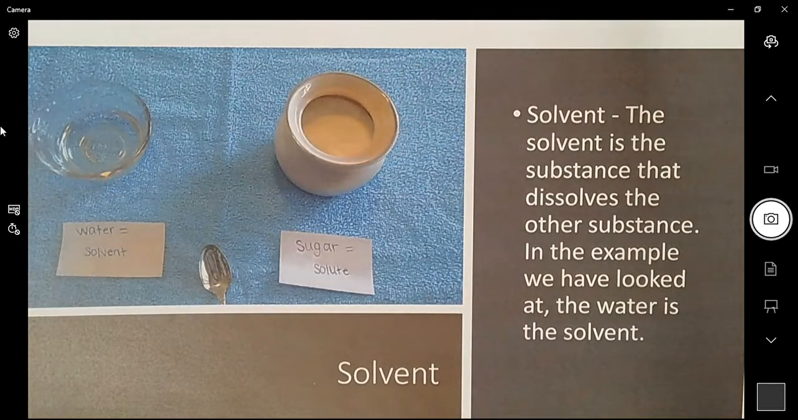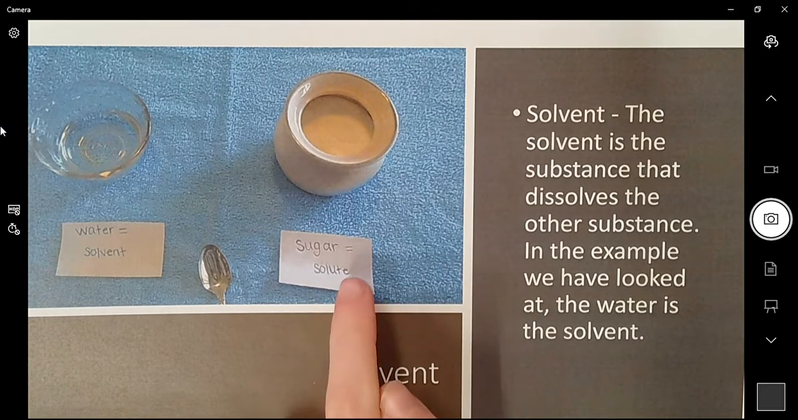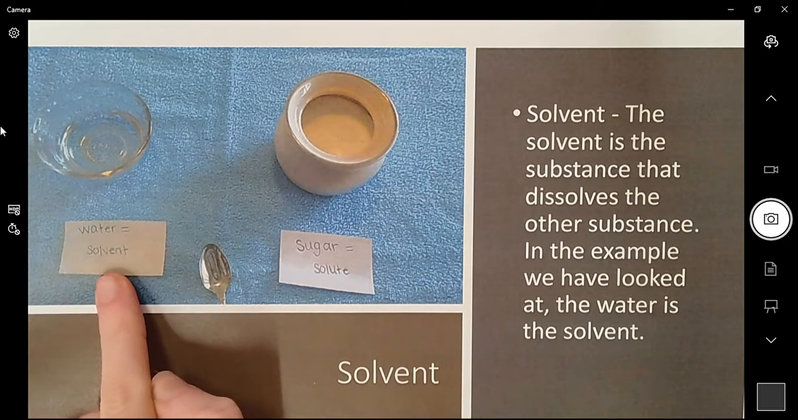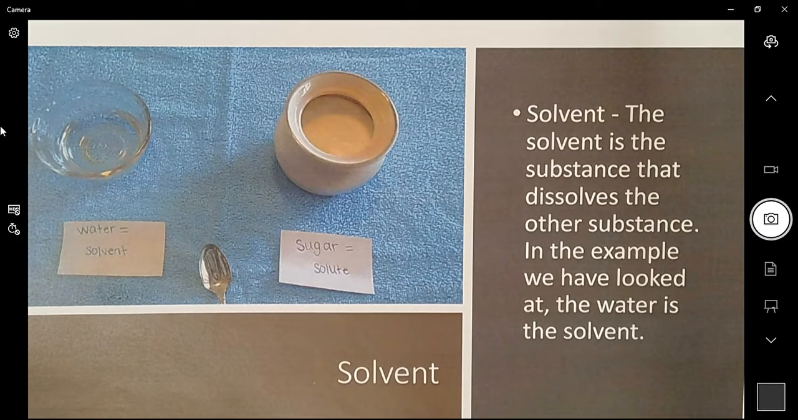Therefore, the water would be the solvent. So you put the solute into the solvent to see if it dissolves. If it does dissolve, it's soluble. If it does not dissolve, what is it? Yes, insoluble. Good. So a solvent is the substance that dissolves another substance. In the example we've looked at, the water is the solvent. So we have sugar as the solute and water as the solvent.